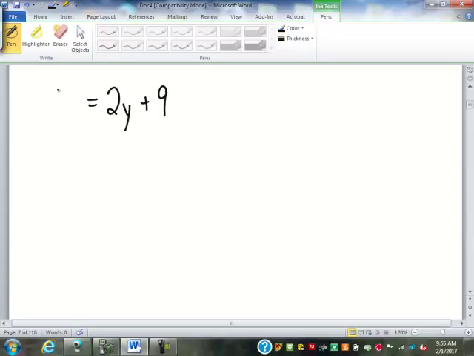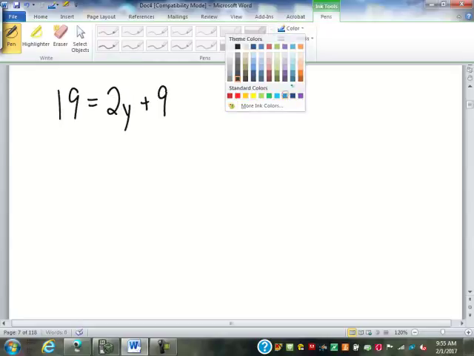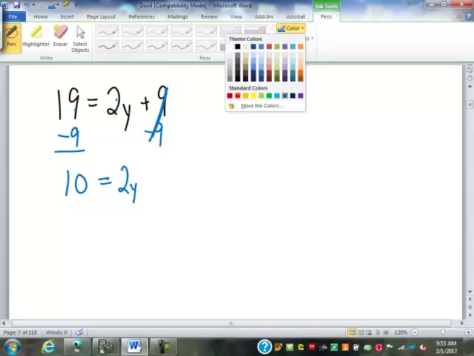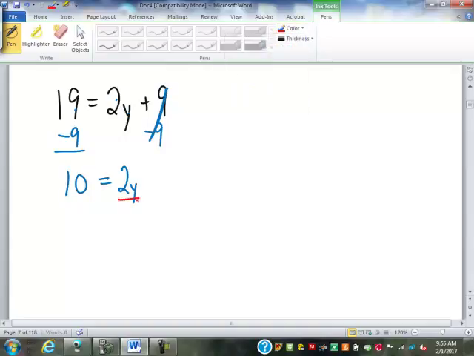So let's say that 19 is equal to 2y plus 9. What do we have to do first to solve that equation? Subtract 9. Good. This equation was built, y was multiplied by 2, and then 9 was added to it. So to reverse that, we subtract the 9, makes that go away. We're left with 2y. Subtracting 9 over here leaves us with 10. And then divide by 2. Good. Takes that 2 away, leaves us with y. 10 divided by 2 is 5. So 5 equals y, or y equals 5.